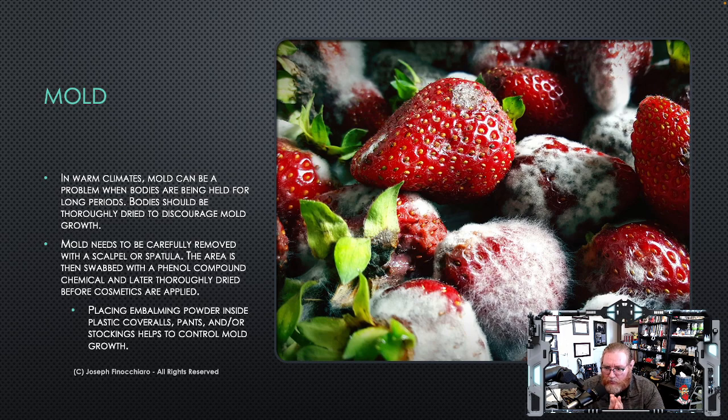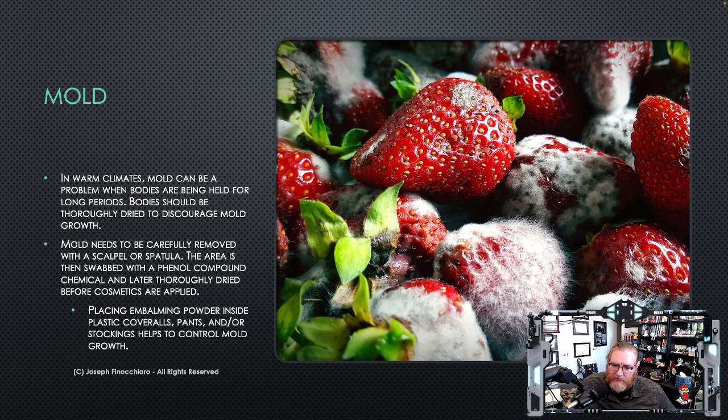Last up, we have mold. In warm climates, mold can be a problem when bodies are being held for long periods. Bodies should be thoroughly dried to discourage mold growth. Mold needs to be carefully removed with a scalpel or spatula. The area is then swabbed with a phenol compound chemical and later thoroughly dried before cosmetics are applied. Placing embalming powder inside plastic coverall pants and/or stockings helps to control mold growth.